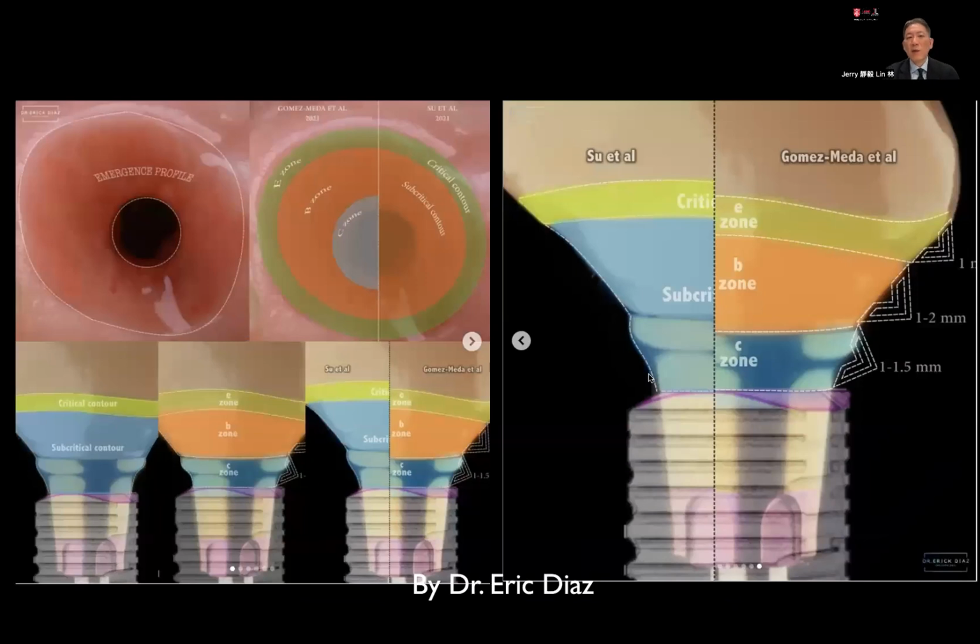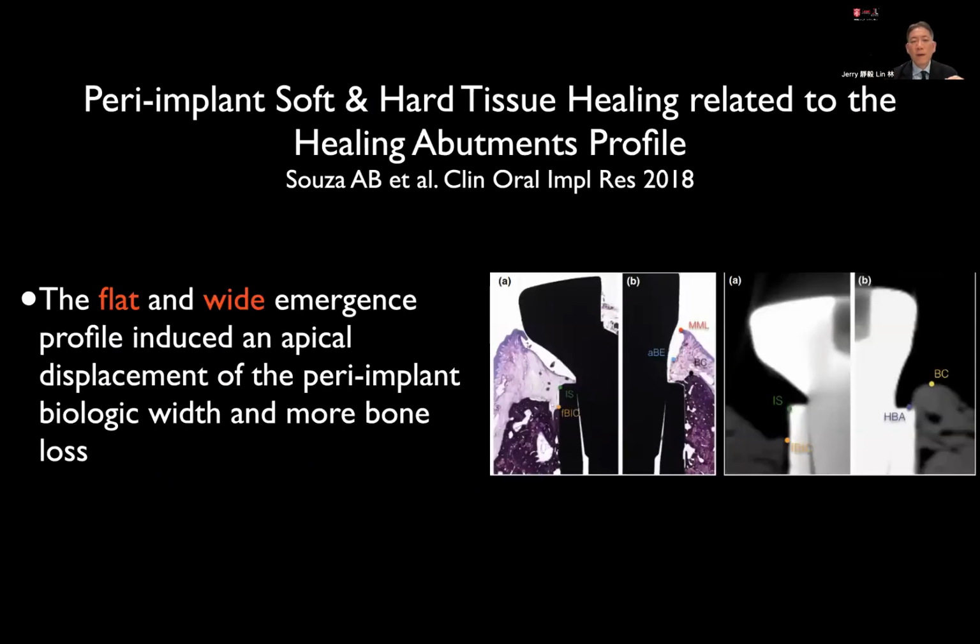So someone tried to compare the article by Zhu 2010 and also the current EBC zone. Basically, they're pretty much the same. It's all about needing a certain zone for stability and a zone for the emergent profile. And of course, for emergent profile buildup, nowadays we know that a flat and wide or small angle emergent profile will end up with bone remodeling and resorption.